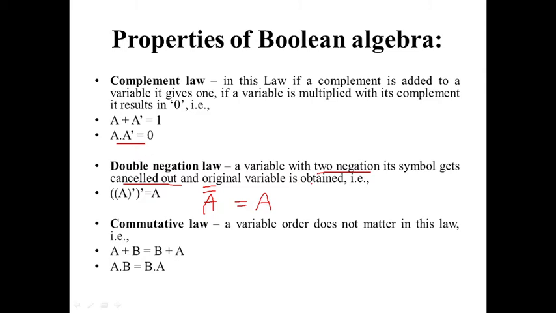Next law is the commutative law. In this commutative law, the order does not matter, and you only have to perform the operation. So A plus B is equal to B plus A. When you take the two variables A and B, the A plus B operation and the B plus A operation are the same. That means both results are the same. Same like that, A into B is equal to B into A.